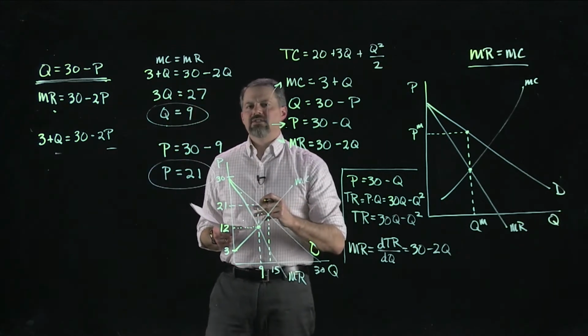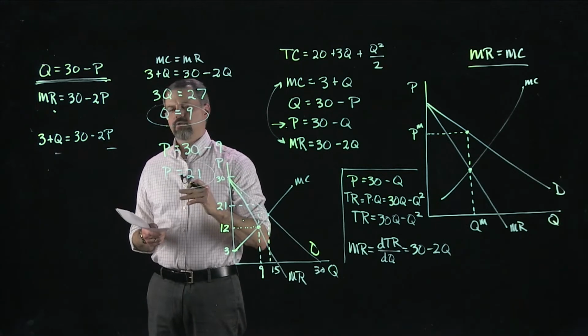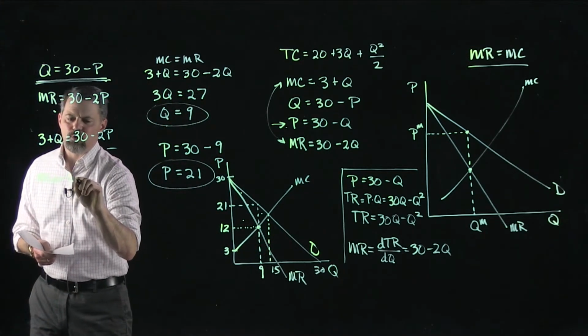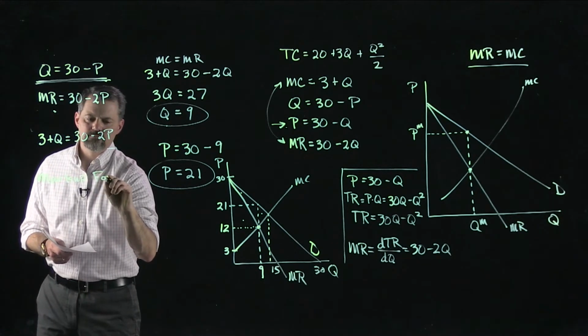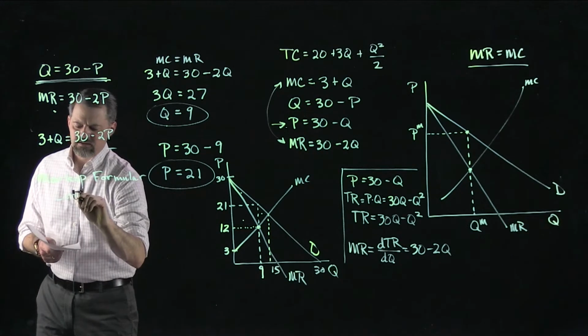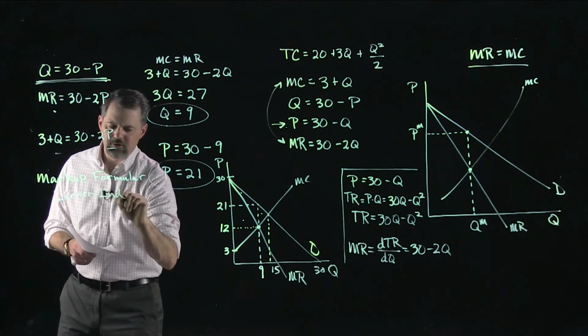Let's talk about what's known as the markup formula. It's also known as the Lerner index. So we're going to think about the markup formula or the Lerner index, named after an economist, not surprisingly named Lerner.